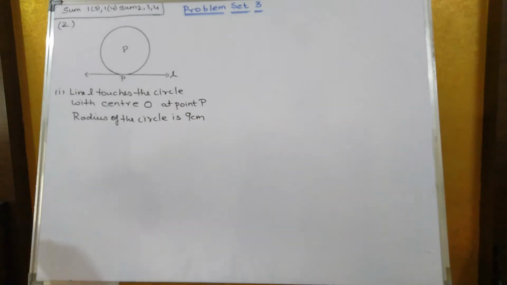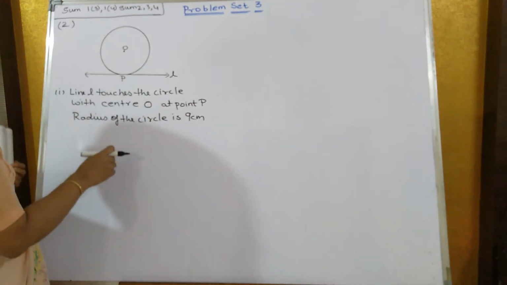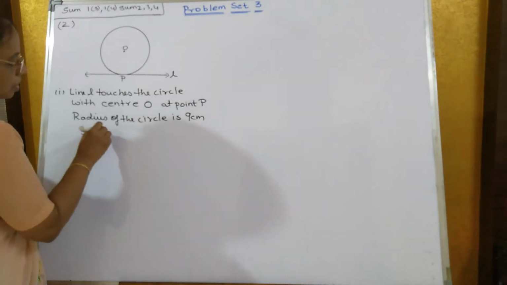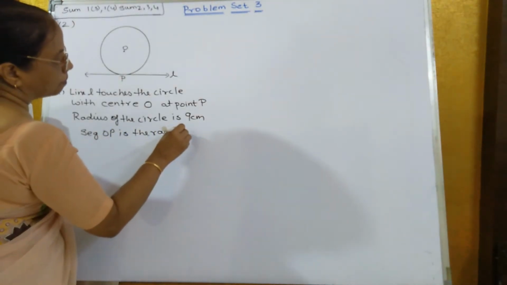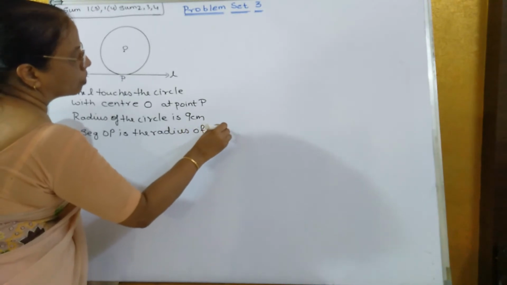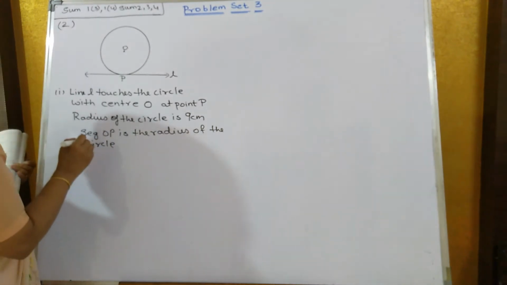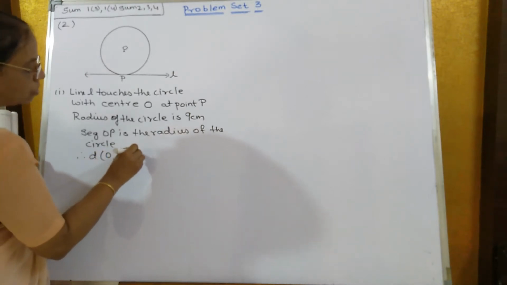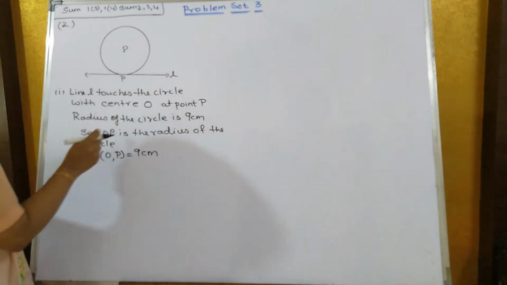Now sum number 2. Line L touches a circle with center O at point P. The radius of the circle is given as 9 centimeter. So the first question is, what is distance OP? Segment OP is the radius of the circle. Therefore, distance OP is equal to 9 centimeter. Why? Because OP is a radius and the length of the radius they have already given, it is 9 centimeter.